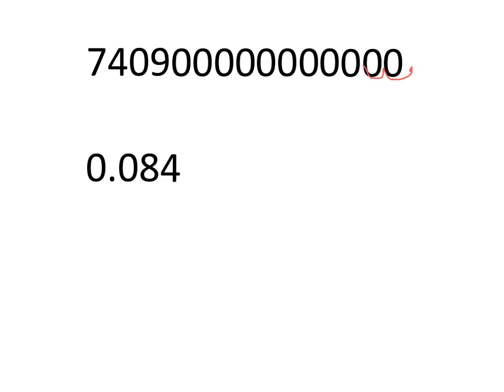So 1, 2, 3, 4, 5, 6, 7, 8, 9, 10, 11, 12, 13, 14. This is where I want to keep my decimal because 7.4 would be a number between 1 and less than 10. So I would write 7.409 and then times 10 to the power, and I forgot how many there were, so I'm going to count it again. 1, 2, 3, 4, 5, 6, 7, 8, 9, 10, 11, 12, 13, 14. So that's 14.